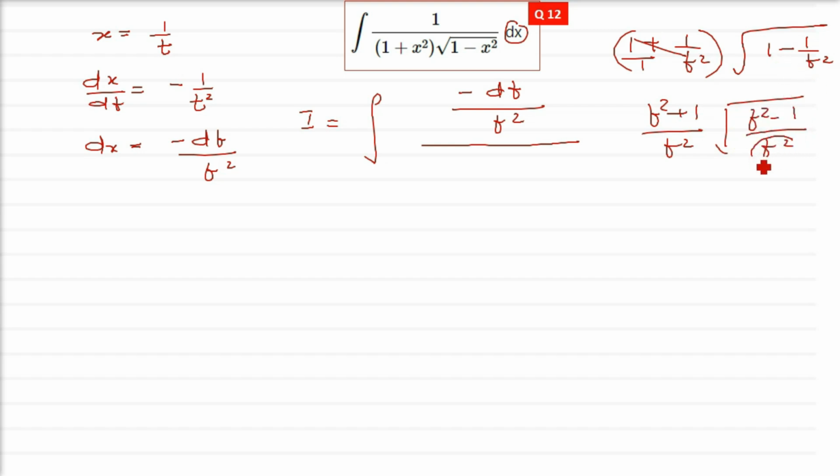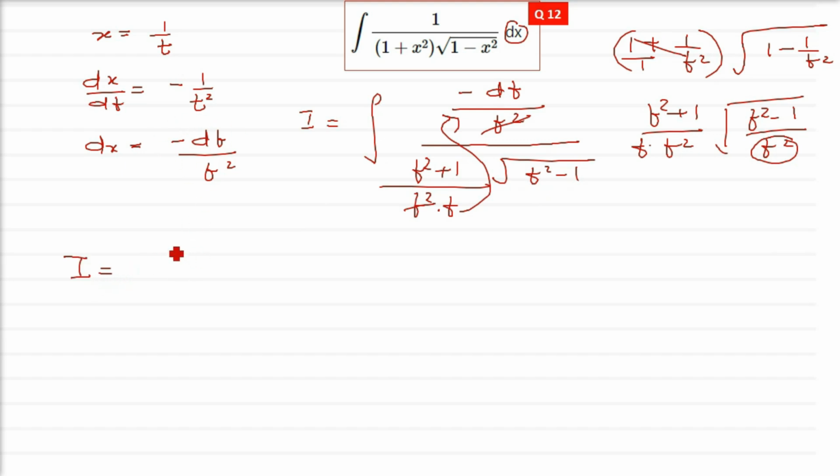And since the denominator is t square under root, we can just take it out. You can write it as t. So let me write this final thing: t square plus 1 divided by t square into t under root t square minus 1. Now this t square gets cancelled and this t goes up. So we have t square plus 1 and t square minus 1 in the denominator. So this integration after all this replacement and resolution in terms of t will be t dt. This goes up because t dt remains, negative we have taken outside. This will be t square plus 1 multiplied by under root t square minus 1.